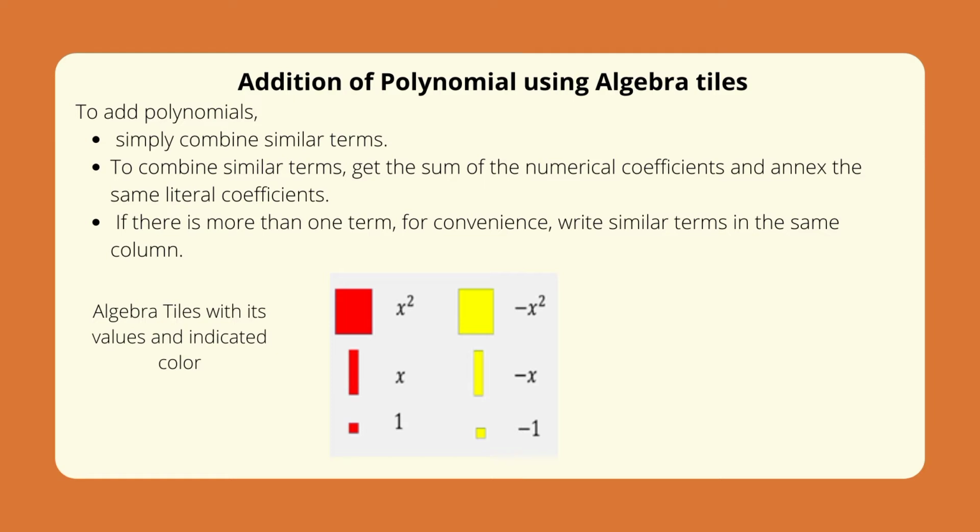Now, let us use algebra tiles to simply add the polynomials. In the red column, we have positive x squared, positive x, and positive 1. While in the yellow column, we have negative x squared, negative x, and negative 1.